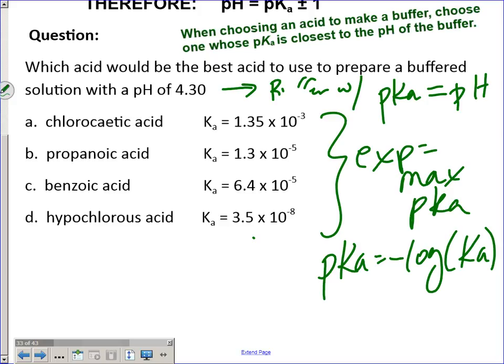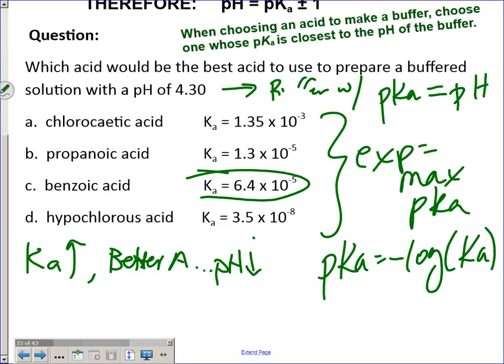Okay, so let's write our logic down. If Ka is large, that means a better acid, so pH goes down. So which of these two Kas is larger? C, meaning it's going to be closer to the 4 side of things, whereas that one's going to be closer to the 5 side. So which would be best? C. Can you guys double check that with your calculator? Did we already check it? Okay. So that's your logic though behind, because sometimes you're stuck, you're like, I don't know which one.